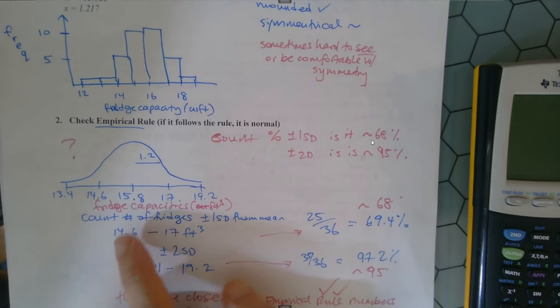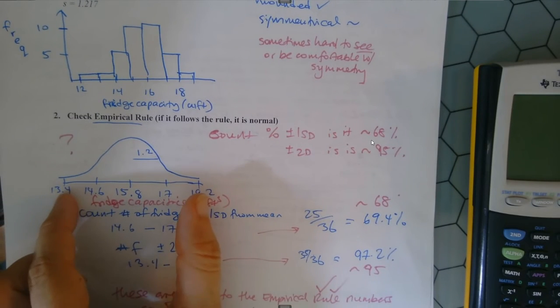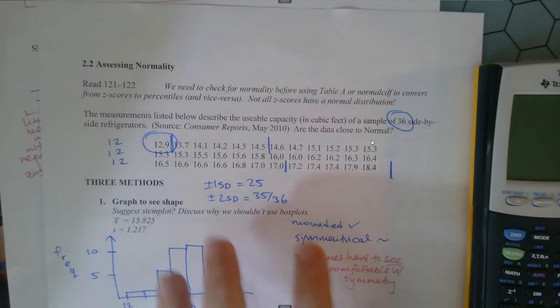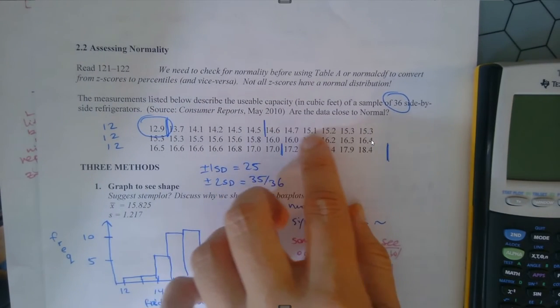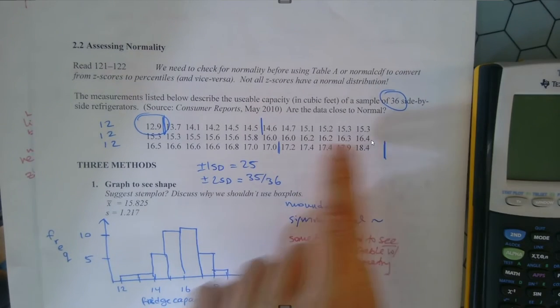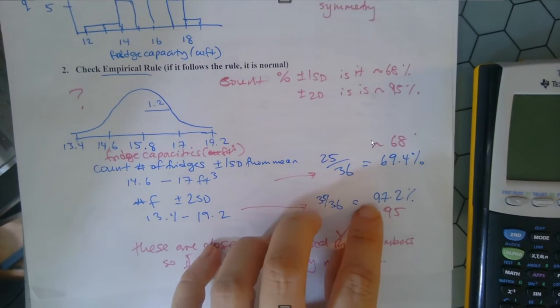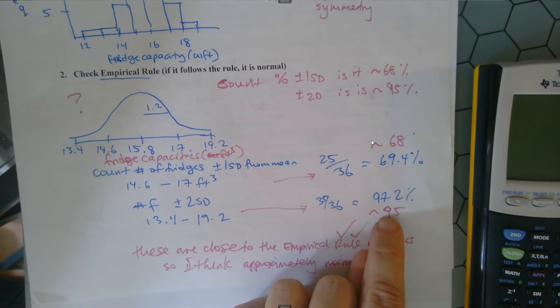Then I'm going to count the number of fridges that are 2 standard deviations above the mean and 2 standard deviations below the mean. That's going to be from 13.4 to 19.2 cubic feet. So I'm going to go count. 13.4 is between these, so this one's not included, and 19 was my upper limit, and I don't have anything up there. So I only have one fridge that isn't within 2 standard deviations of the mean. So that's 35 out of 36 fridges. That's 97.2, which I think is also just about as close as I can get to 95% with 36 items.